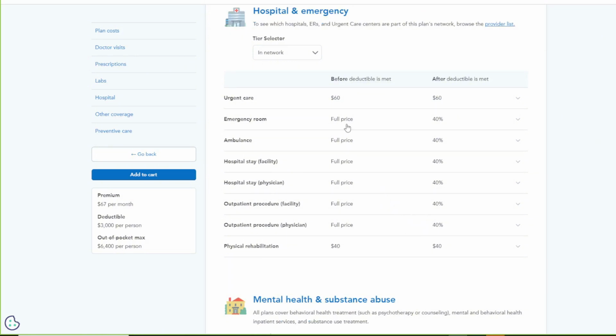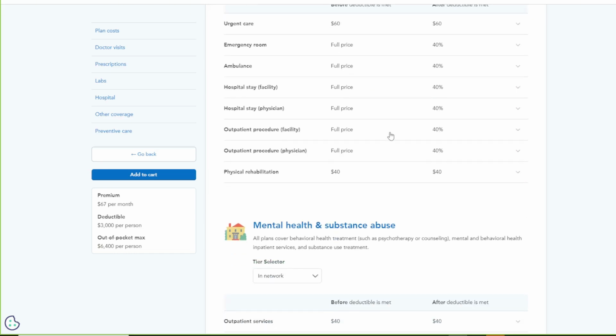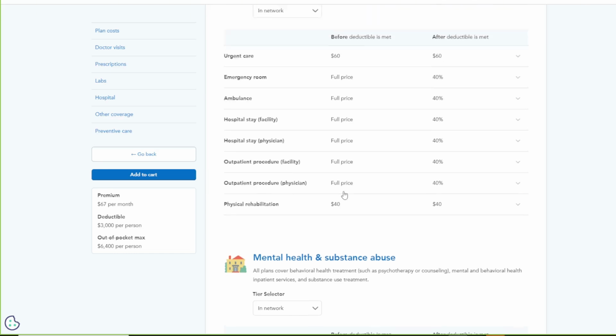If you want to avoid that, instead of going into the emergency room, you can go to urgent care. That's $60. And then if you need physical rehabilitation after a surgery or something, that would be $40.